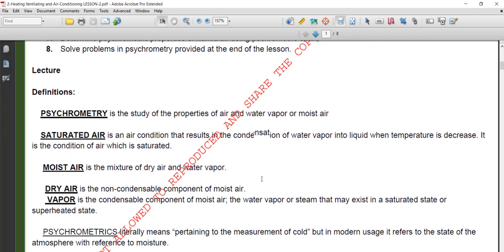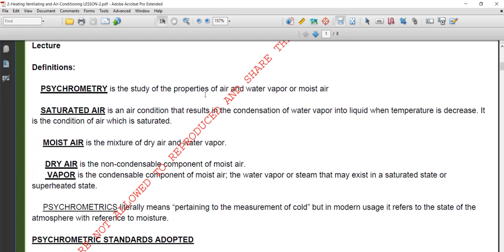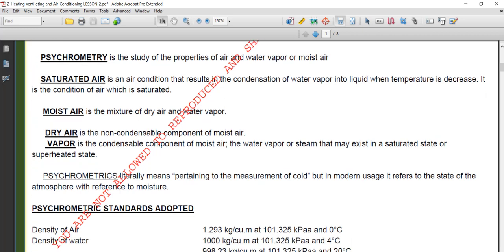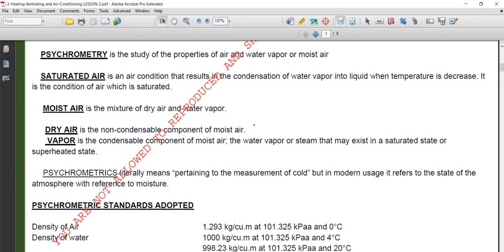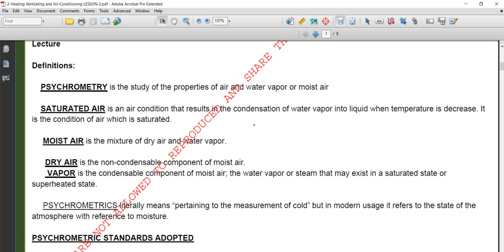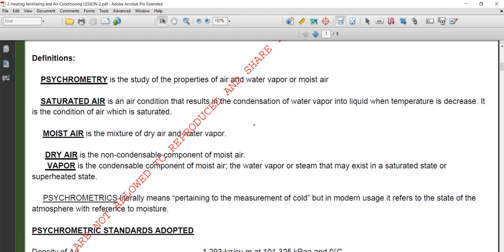So we have the definitions. Psychrometry is the study of the properties of air and water vapor, or moist air. We also have saturated air, which is air that results in the condensation of water vapor into liquid when the temperature is decreased. It is the condition of air which is saturated.